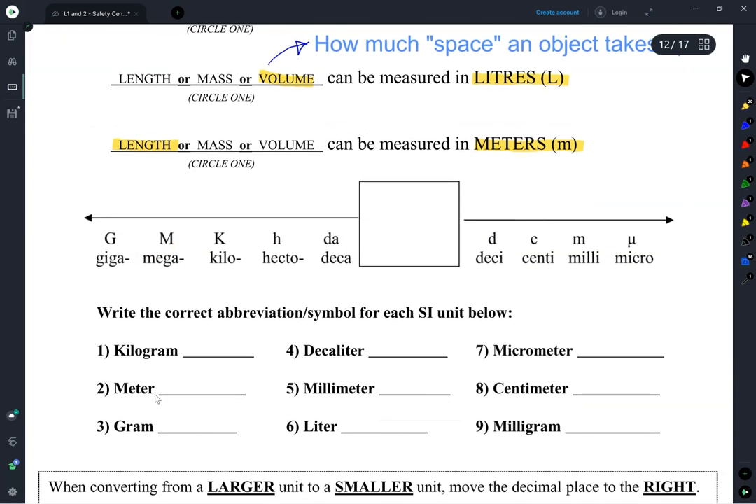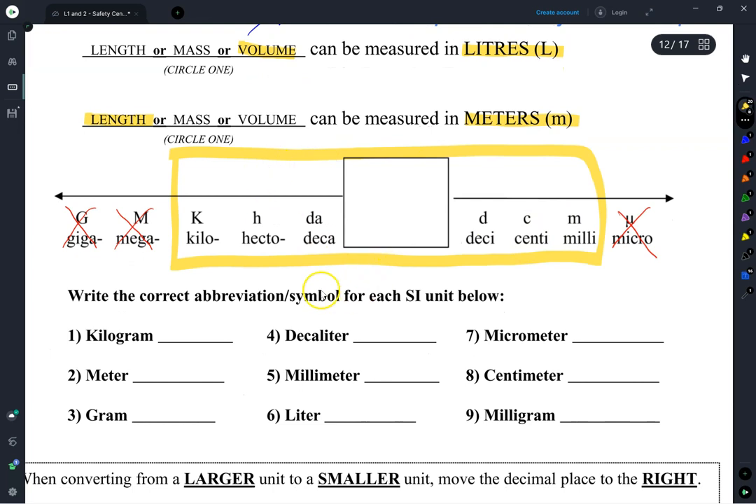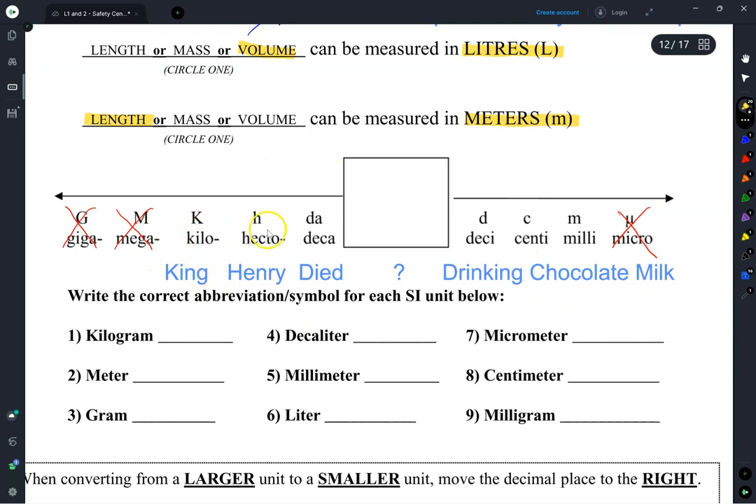Now, for our course, we are going to focus on just these 6 prefixes: the kilo, the hecto, the deca, deci, centi, and milli. We can ignore the giga, the mega, and the micro for now. To help you remember the 6 prefixes and the order in which they come, I like to use the phrase King Henry died. How did he die? Drinking chocolate milk. So King is for kilo, Henry is for hecto, died is for deca.